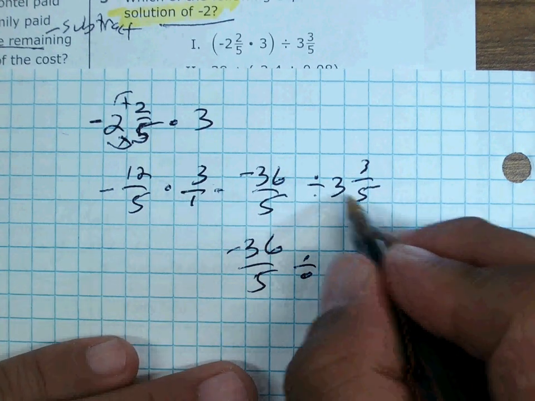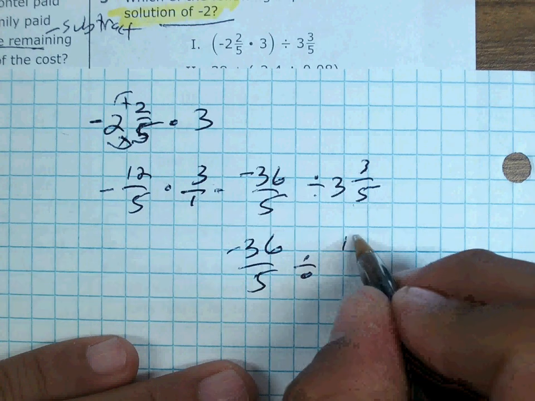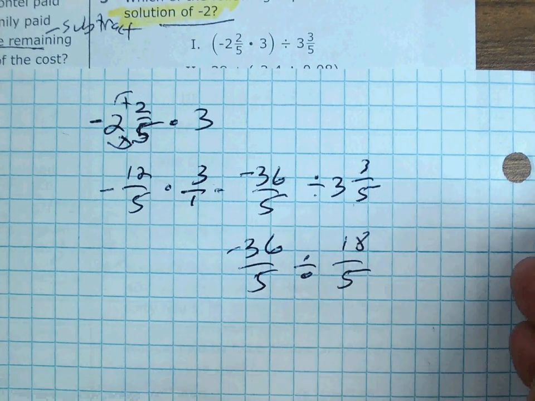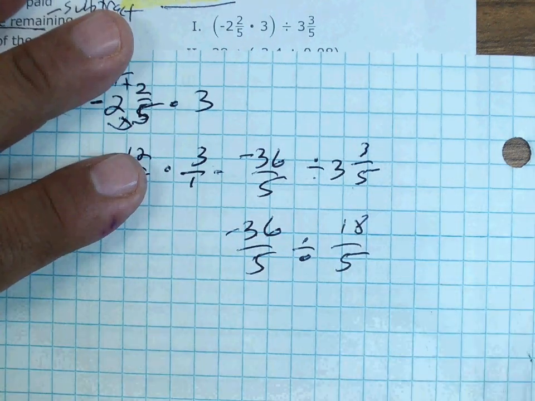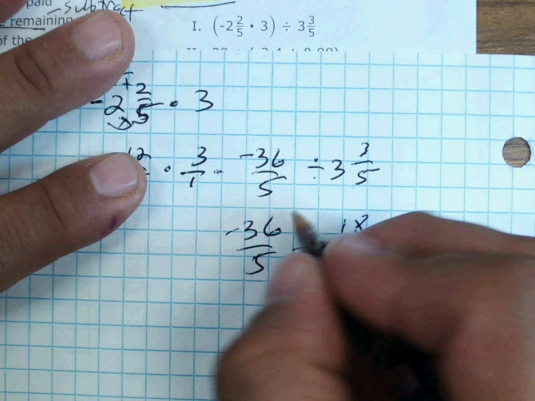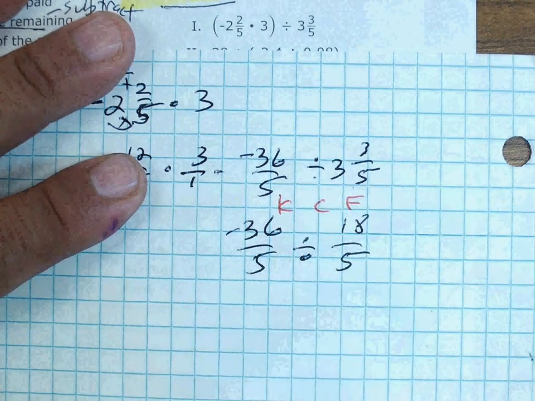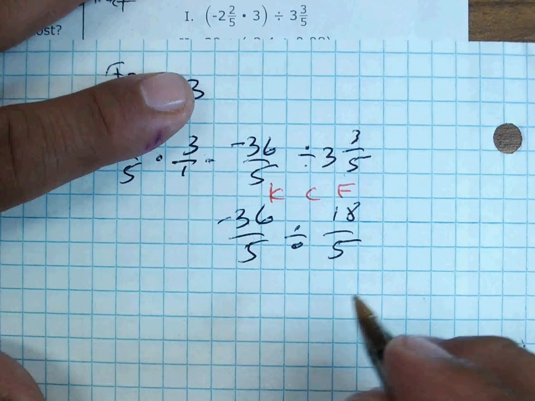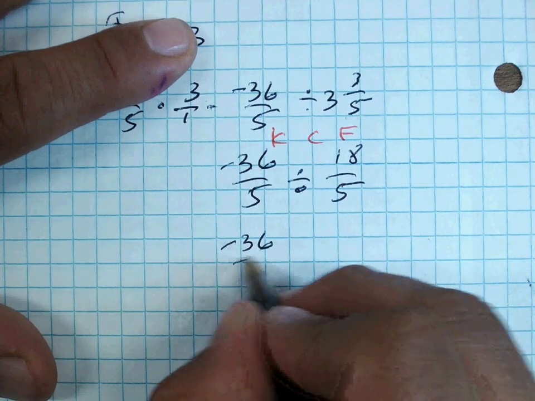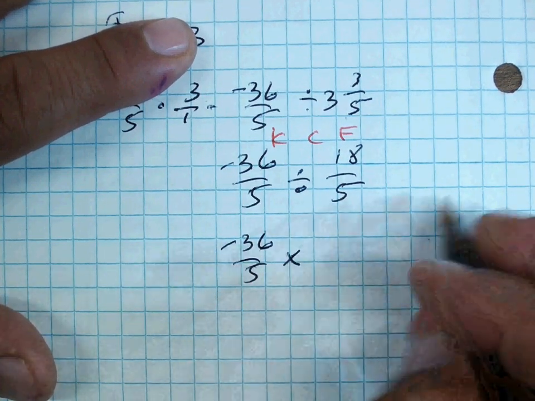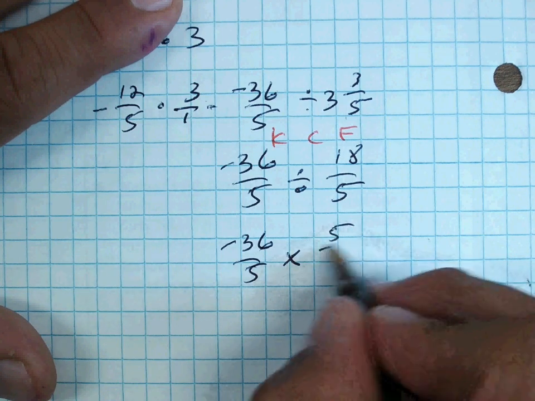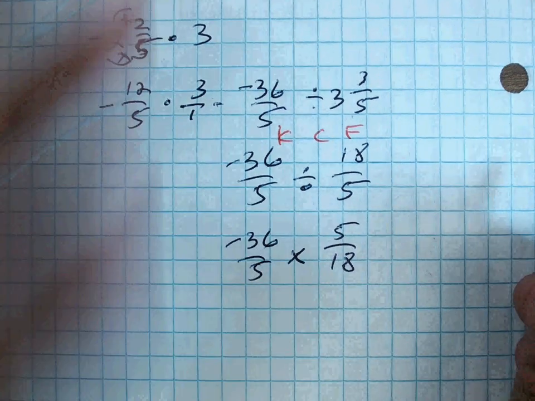And so this would be 5 times 3 is 15, plus 3, 18/5. Okay. And now we can use our strategy of KCF, keep, change, flip. So this would be -36/5 times, we flip this one, we'll do the reciprocal, 5/18.